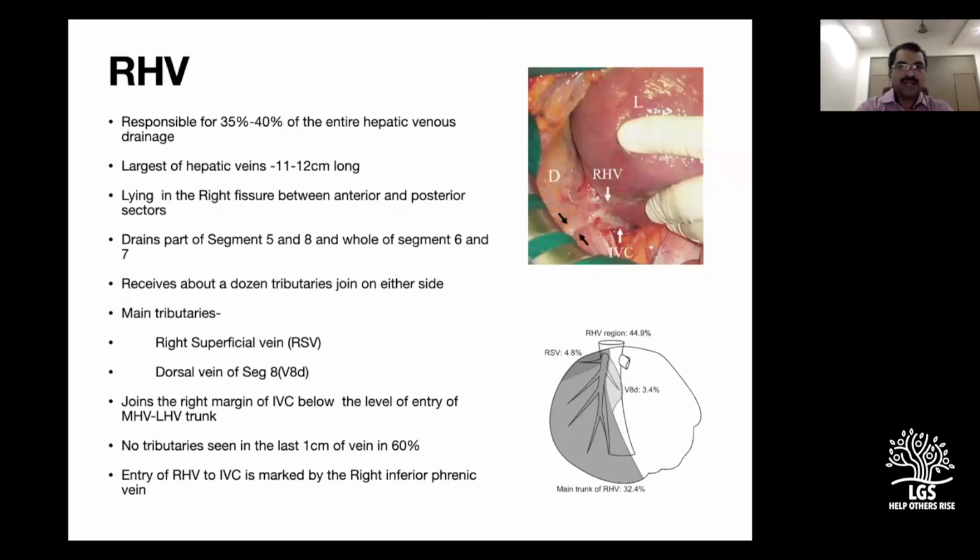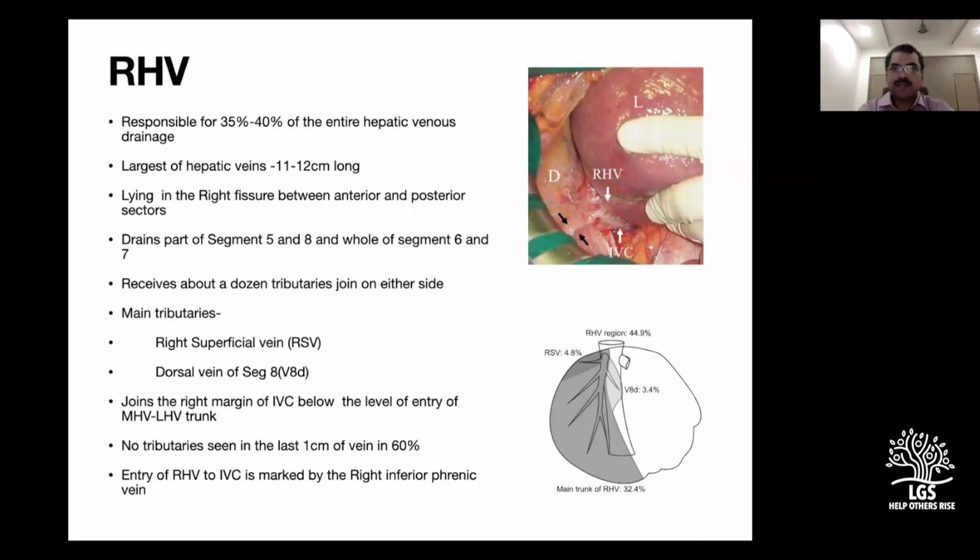The main tributaries are one called the right superficial vein or RSV, and the other is the dorsal vein of segment 8, called the V8 vein, V8D vein. It joins the right margin of the IVC below the level of entry of the middle hepatic vein and left hepatic vein trunk. And there are no tributaries in the last 1 centimeter of the vein in around 60%.